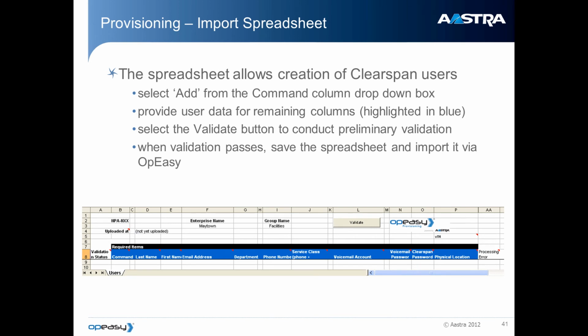The Provisioning Import Spreadsheet. The spreadsheet allows creation of ClearSpan users. By selecting the Add from the command drop-down box, you can provide the user data for the remaining columns as shown below. You can select the Validate button to conduct a preliminary validation, and then when the validation has passed, you can save the spreadsheet and import it into OpEasy for process.